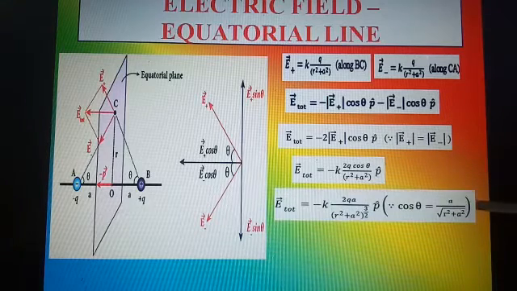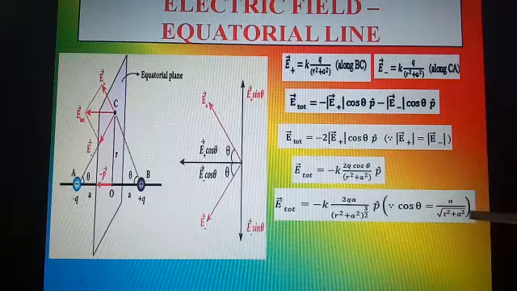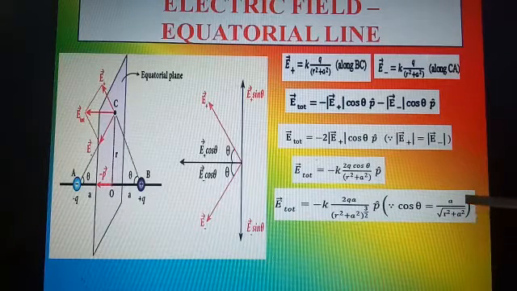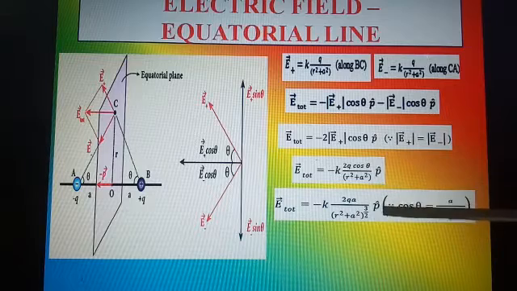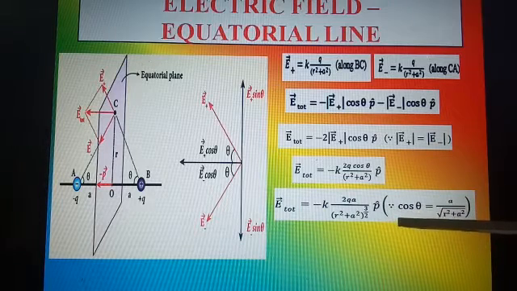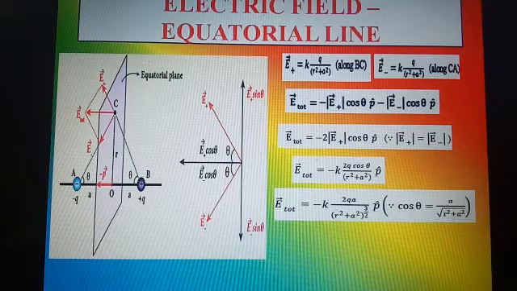Here the cos theta value is a by square root of r square plus a square. You can substitute this value here, and we get this equation: E vector total is equal to minus k 2qa by r square plus a square to the power 3 by 2 p cap.